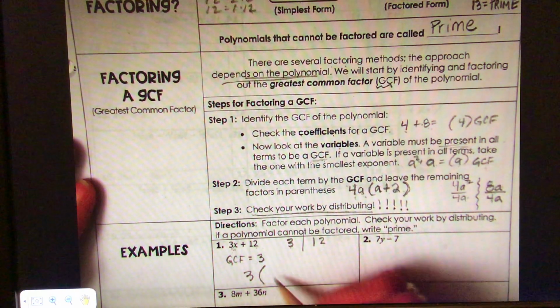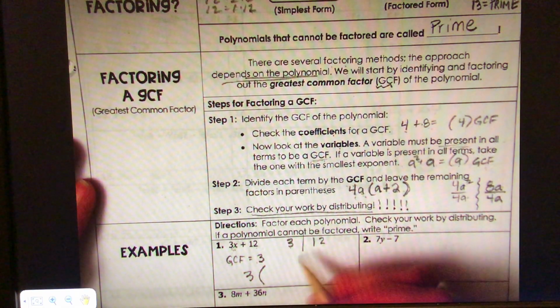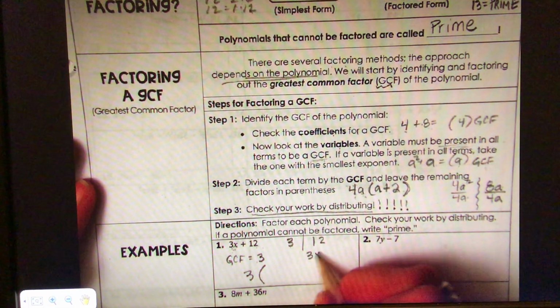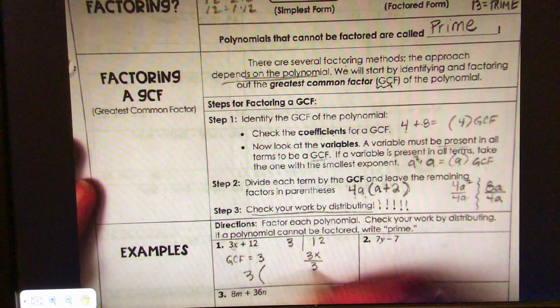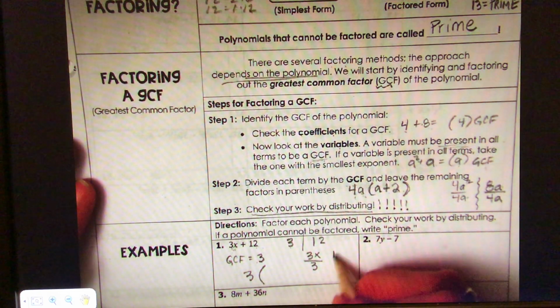And I go back to my original term. So I could even rewrite this as 3x divided by what's outside, and then I could have 12 divided by 3.